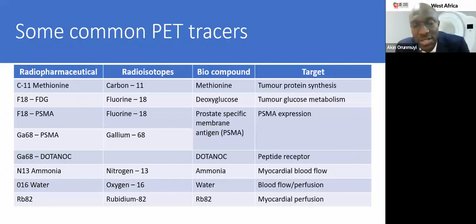PSMA, there are other tracers that are not mentioned here. There's the fibroblast activation protein inhibitor, FAPI, that is gaining ground. So as these new tracers begin to evolve, the versatility of PET begins to come out. And in the future, we expect that more tracers will be designed for disease-specific causes.